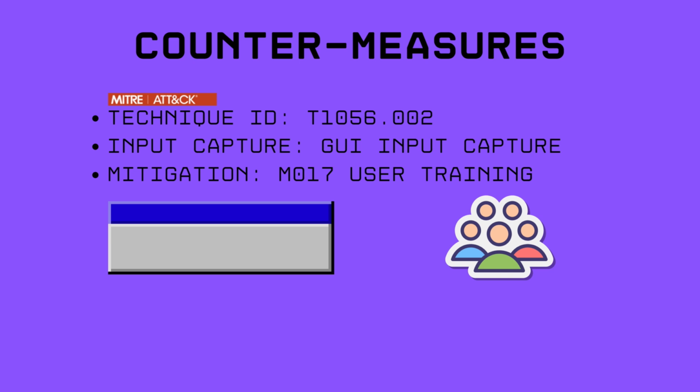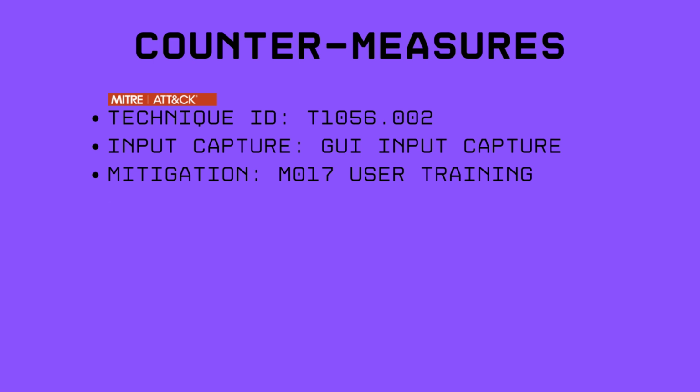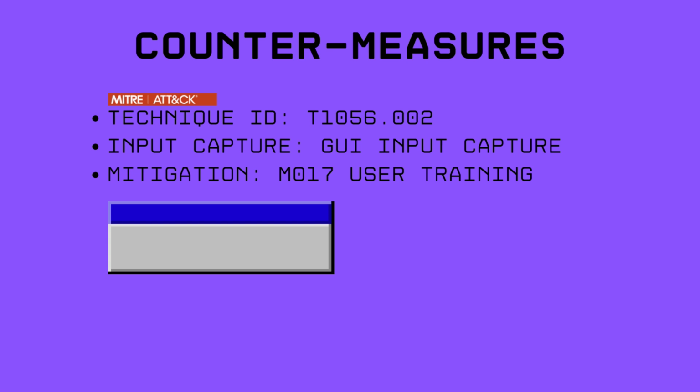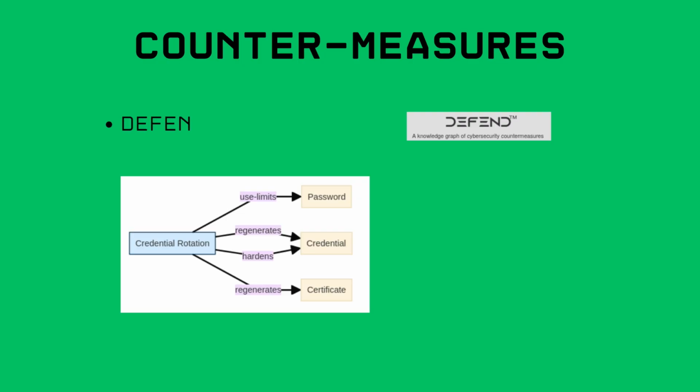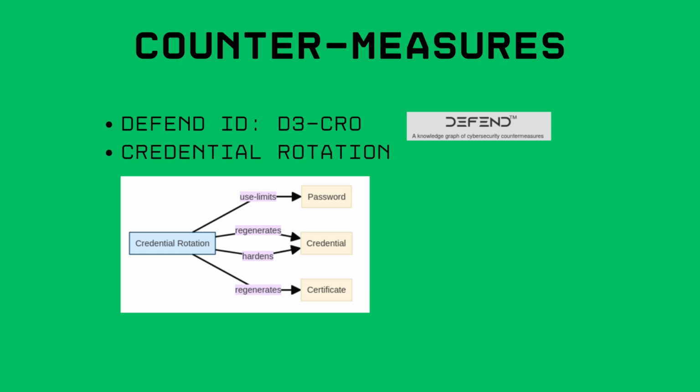Looking at the MITRE ATT&CK matrix, the technique for capturing input through the GUI is listed, ID number T1056.002. The mitigation is identification M1017. This is user training. In the MITRE Defend matrix, the countermeasure for a stolen password is credential rotation. This is ID number D3-CRO. The end.